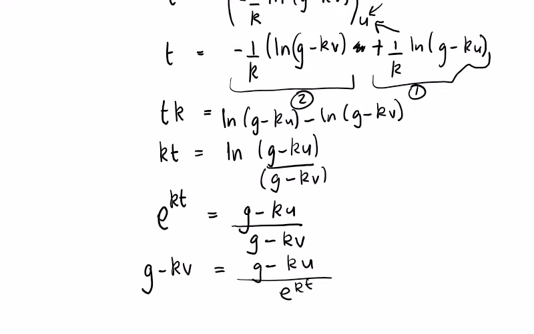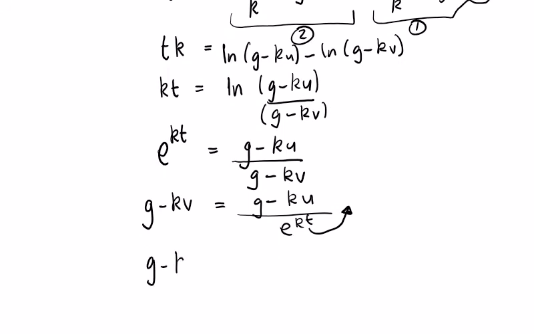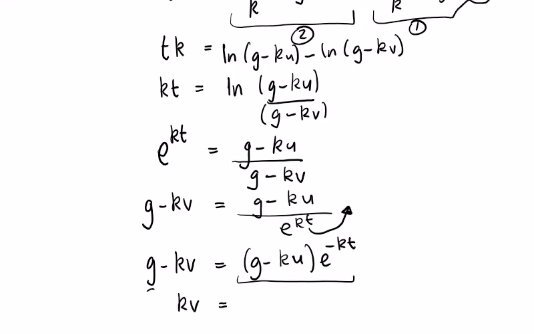If you look at it, we're looking for e to the power minus kt. So if I bring this guy up to the top, it's going to change the indice from a positive to a negative. So g minus kv is equal to g minus ku by e to the power of minus kt. And if I bring the v to the right and this guy to the left, I'm going to have a positive v, but I'll leave the v in there. So kv, bringing it to the right, is going to be equal to g minus the other guy, so minus g minus ku by e to the power of minus kt.